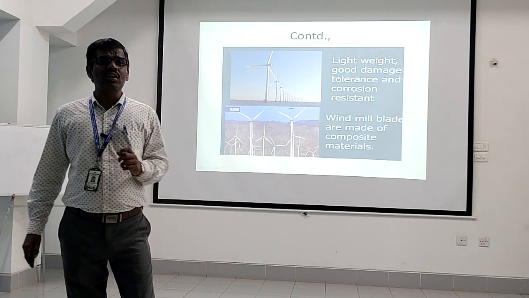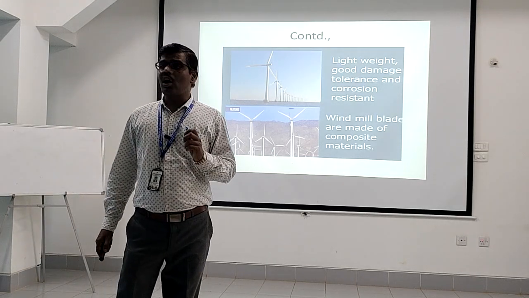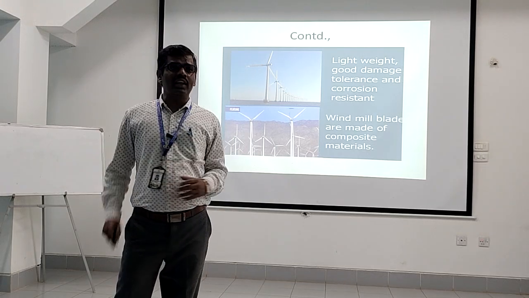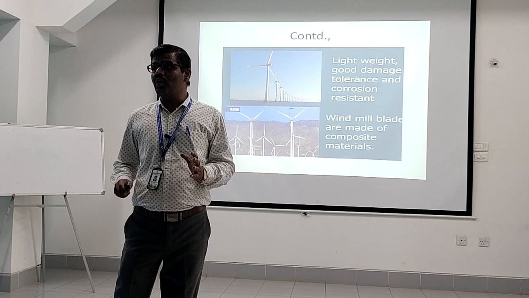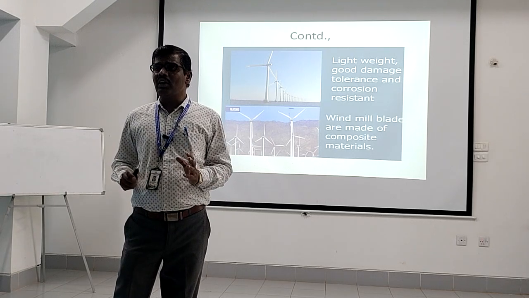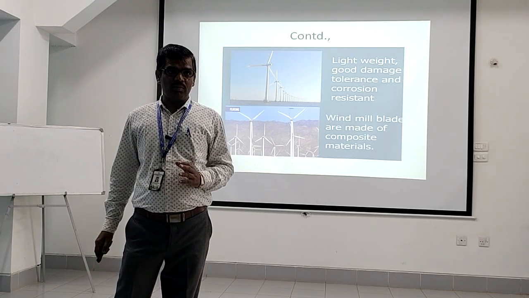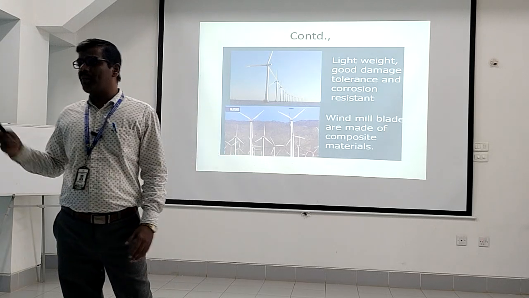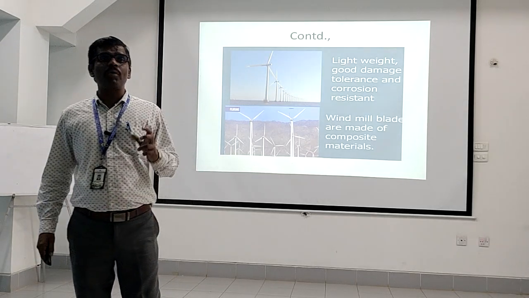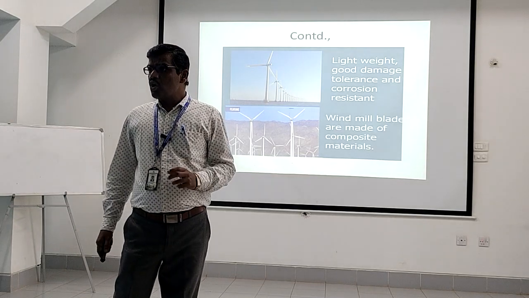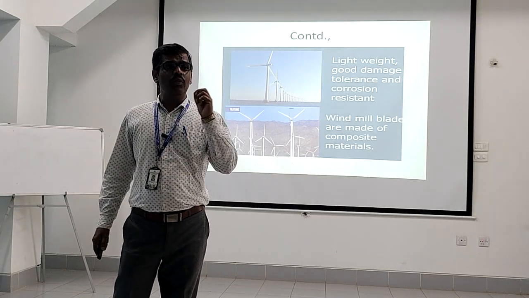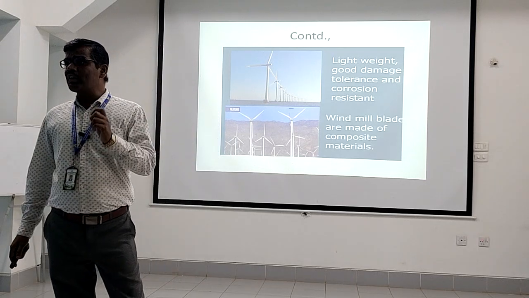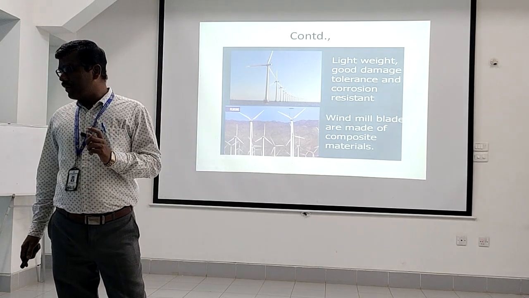And the third one is a very important parameter, corrosion. As compared to normal engineering material, composite material exhibits good corrosion resistance, because windmills are exposed to the environment. So there is a chance of corroding the wind blades. To avoid the corroding of the wind blades, we have to use composite material for the production of windmills.